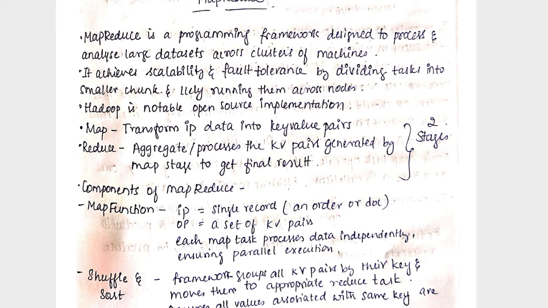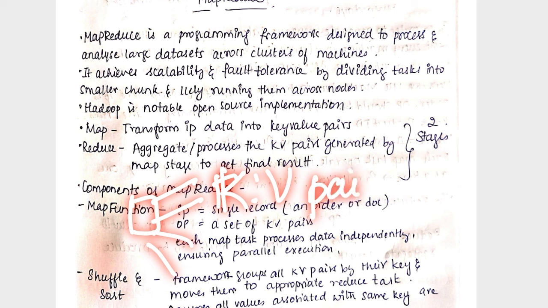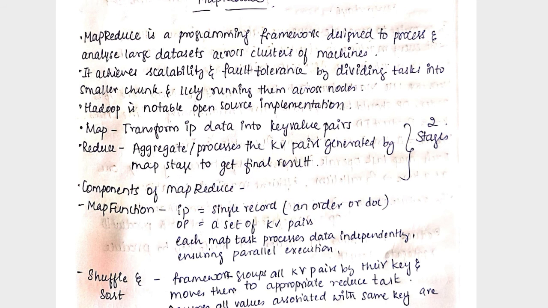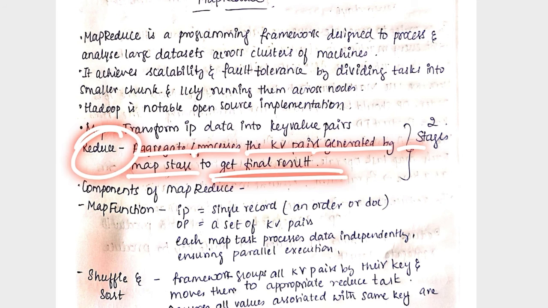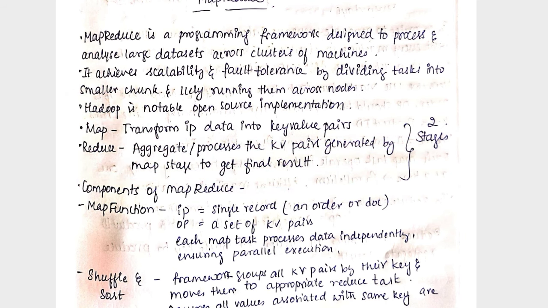So under map reduce, there are two processes or two stages. First one is map. Map means we are transforming the input data into key value pairs. Next, reduce. Reduce means we are aggregating or combining the key value pairs which are generated by map to get the final result. In the reduce part, we are performing the operation. In the map part, we are just splitting it up into key value pairs.